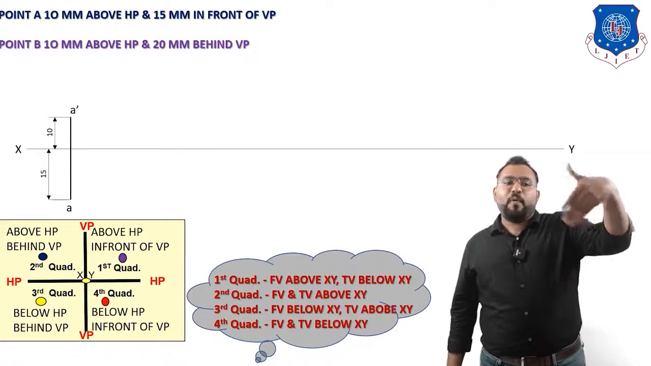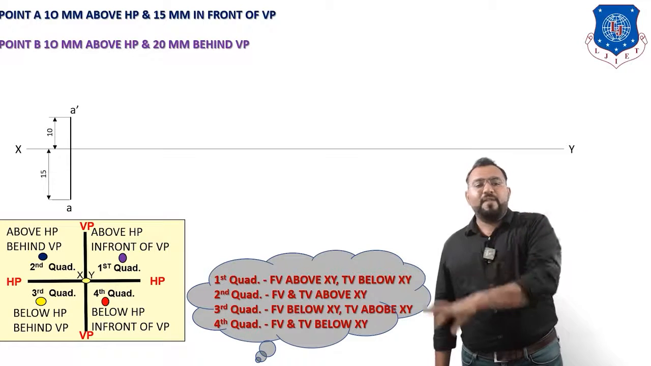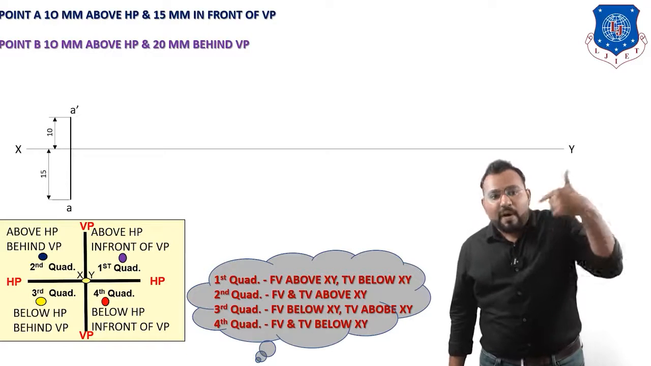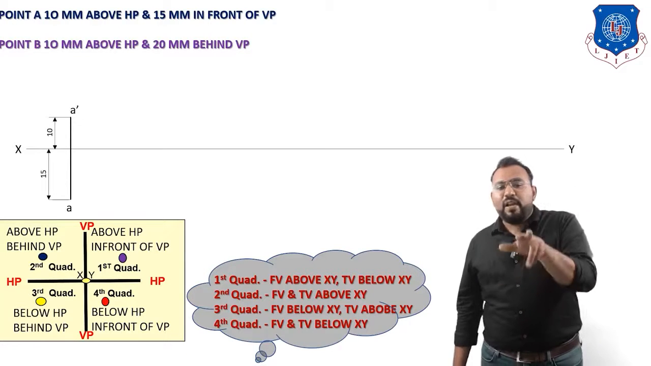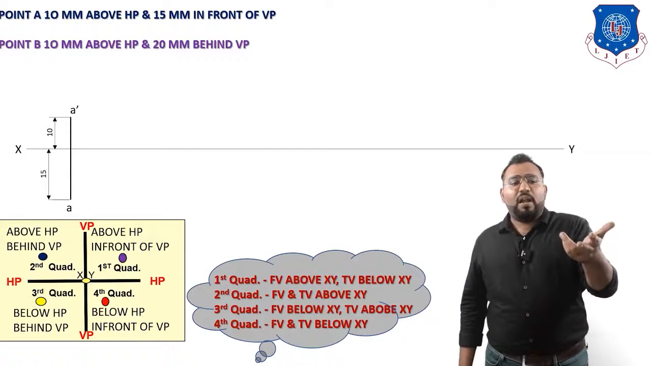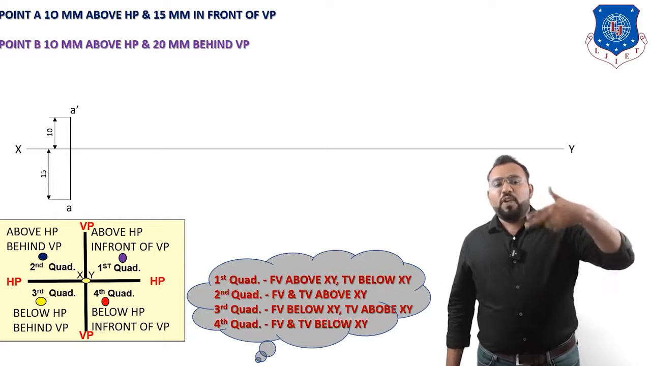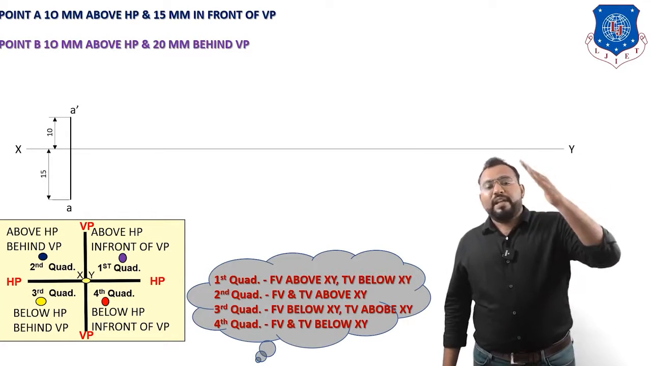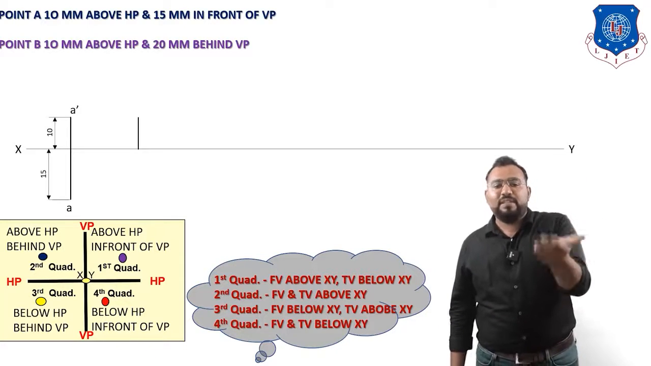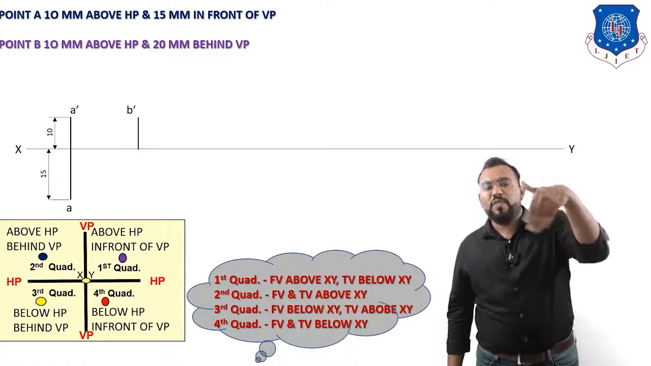He's talking about point B, which is 10 mm above HP and 20 mm behind VP. Now, he uses the words above HP, behind VP. That means he is talking about the second quadrant, and in the second quadrant the front view and top view are both above the XY line. So first we will draw the front view, 10 mm above HP. So we are going to draw a 10 mm vertical line above XY. Yes, draw a 10 mm vertical line which is above XY.